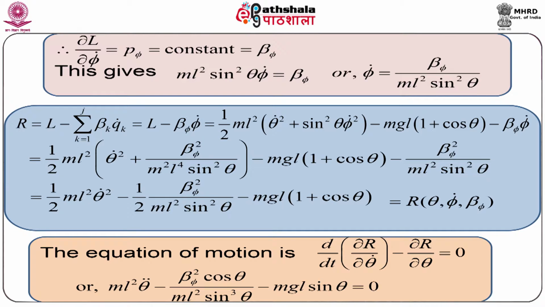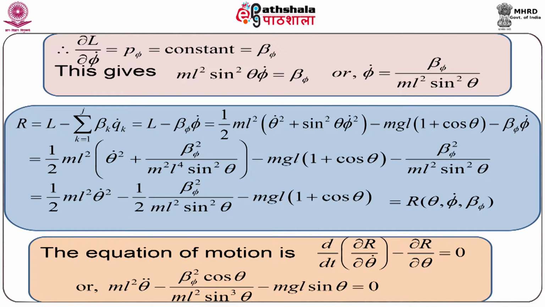The equation of motion can be written as d by dt of del R del theta dot minus del R del theta equal to 0, as Routhian R can be treated as Lagrangian, we have already proved this. Therefore, m L square theta double dot minus beta phi square cos theta divided by m L square sin cube theta minus m g L sin theta equal to 0.